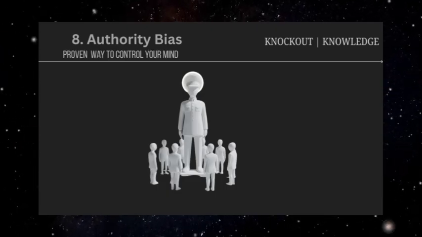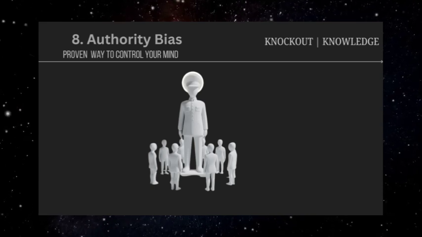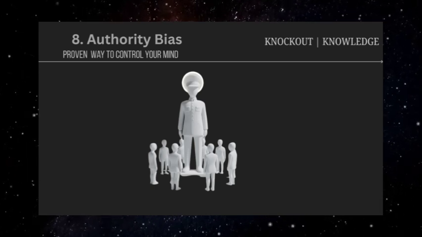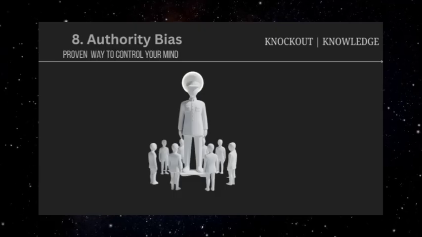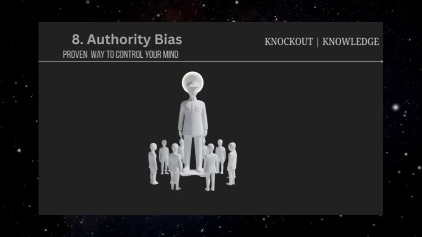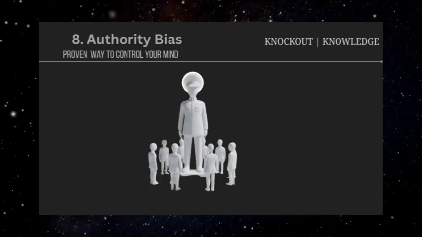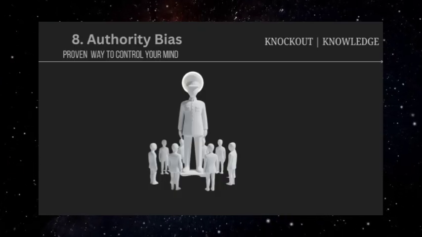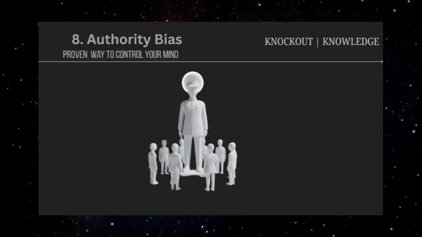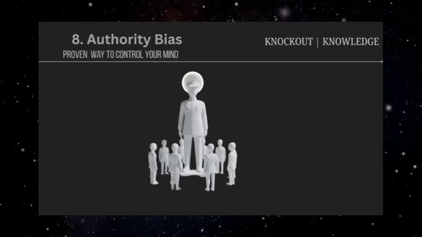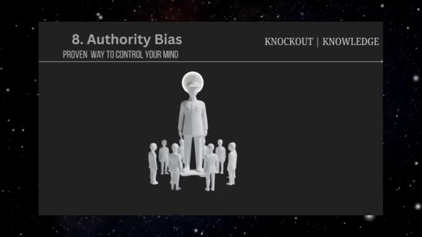The bias is also self-reinforcing. Once someone establishes themselves as an authority in your mind, their subsequent statements seem more credible simply because they're coming from a perceived expert. This can create a spiral where initial false authority claims lead to increased credibility for future claims.